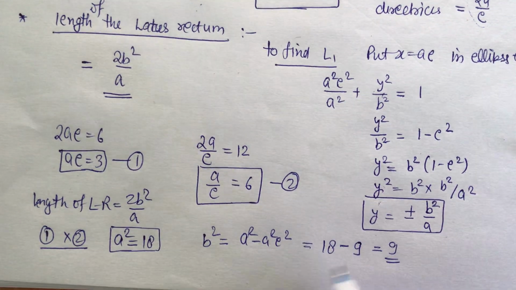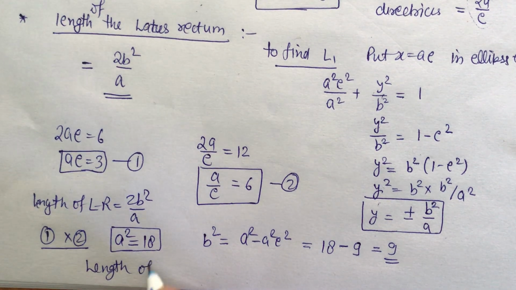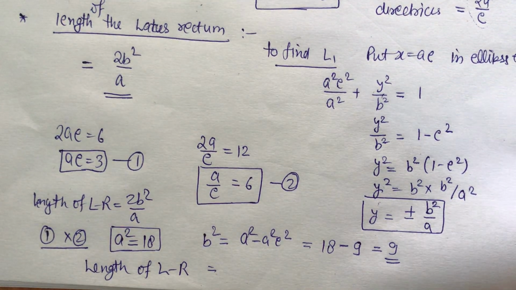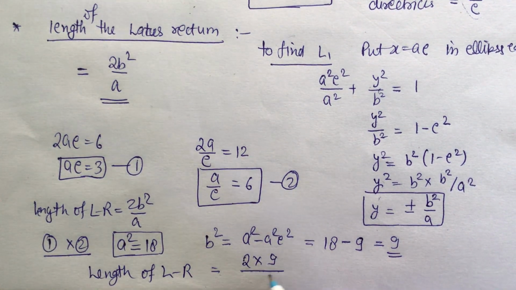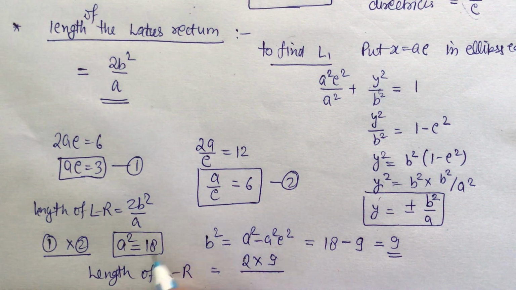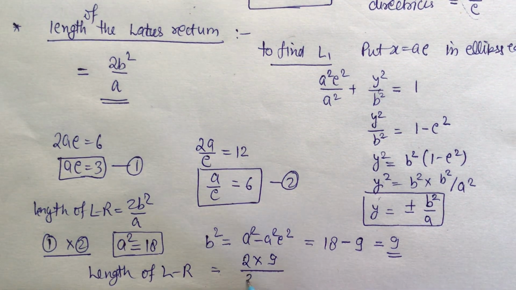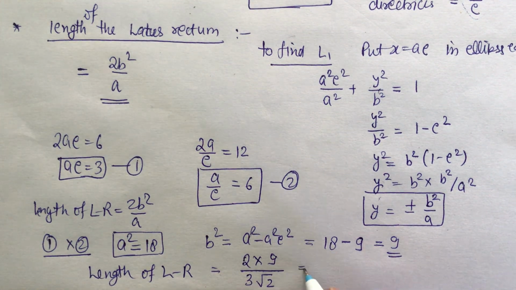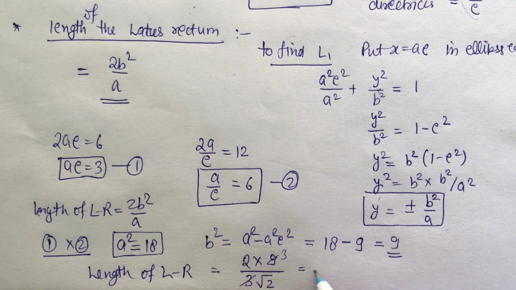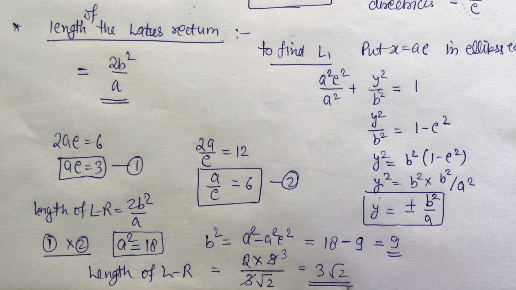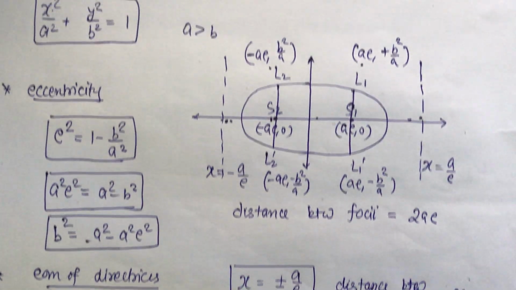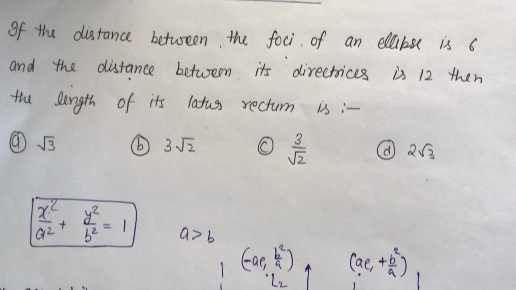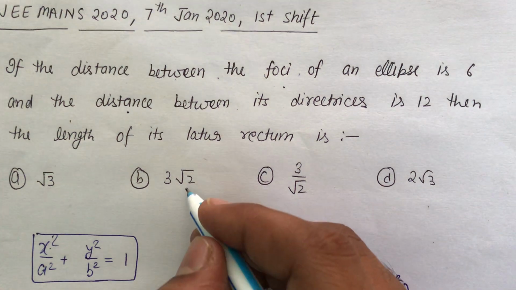So what would be the length of latus rectum? Length of latus rectum will be equal to 2b square upon a. That means 2 into 9 upon a. A is root of 18, that would be 3 root 2. So this is coming out to be, 3 and 3 cancel, so 3 root 2. So that would be our answer. I hope you understand this problem and the concept behind this question. So the answer for this problem will be 3 root 2.